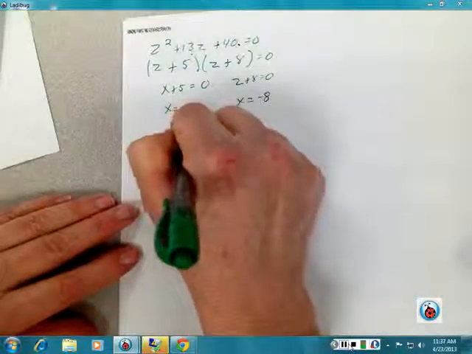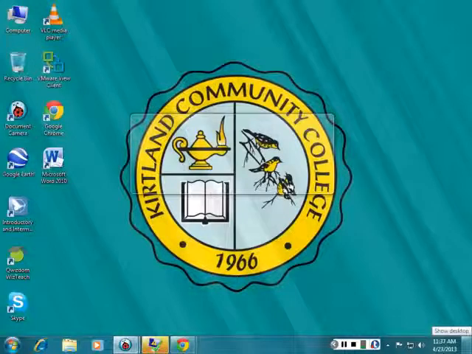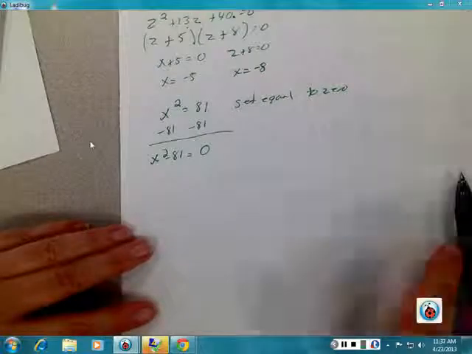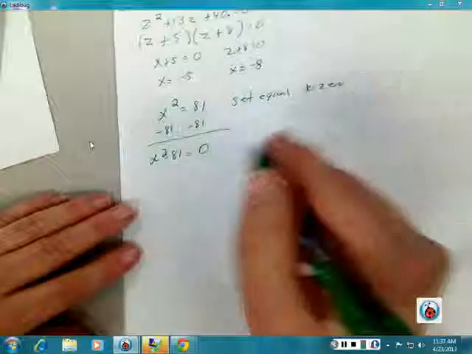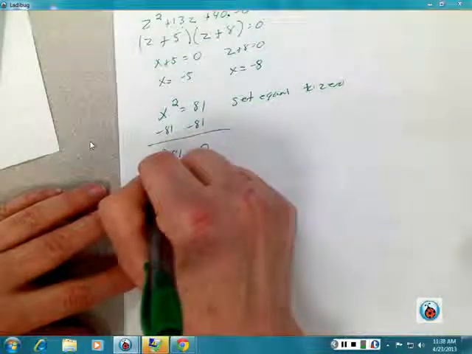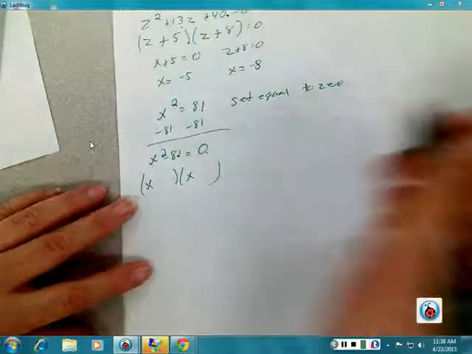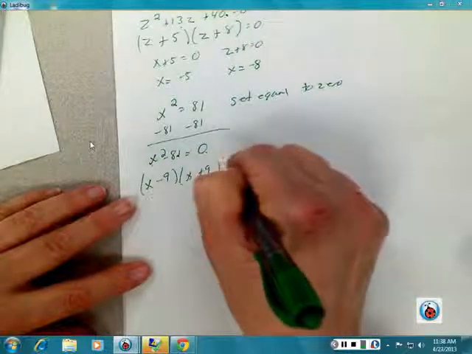If they gave you a problem such as this, x squared equals 81, set equal to 0 by subtracting 81 from both sides, and I get x squared minus 81 is equal to 0. And so once I get that equal to 0, then this factors. Perfect squares, or a difference of squares, is what I happen to have. And it's going to be a minus 9 and a plus 9.